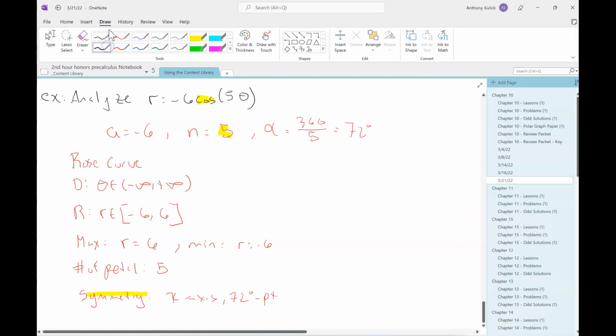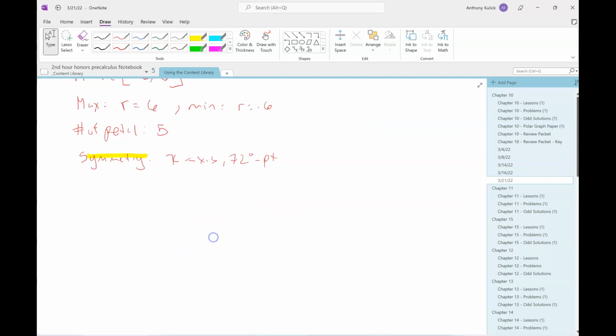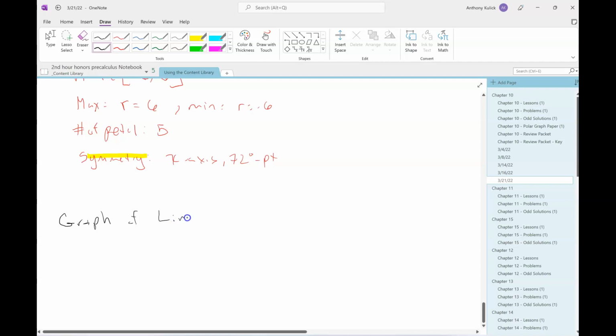Okay. So we have rose curves. That's a whole class of function. There's another type called limaçons. And this will be the last thing we talk about here.